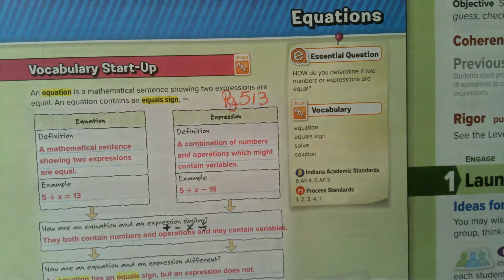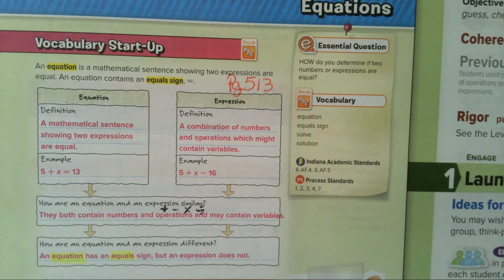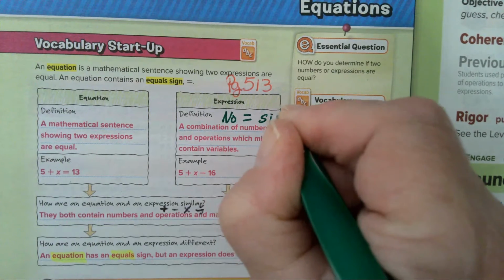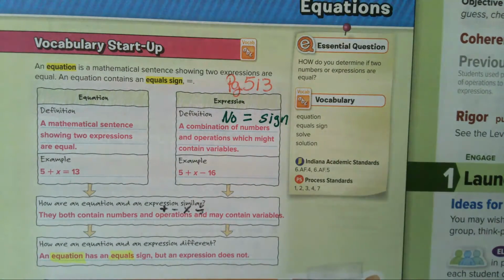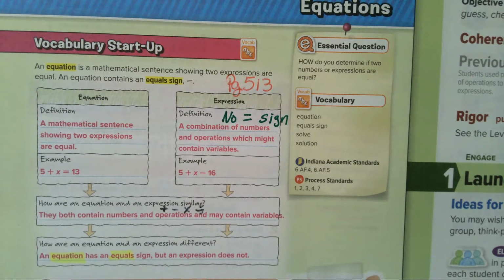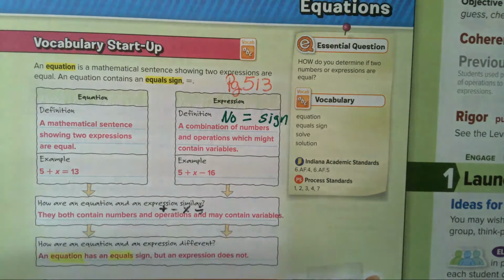All right, so you should be writing down the definition here. It is a combination of numbers and operations which might contain variables. It does not have an equal sign, kids. There's no equal sign in an expression, okay? And here's an example. 5 plus x minus 16. Don't put an equal sign in your example, okay? Does everyone have that written down? I'll wait just a little bit longer, then I'll talk to you about the next one, and I'll write it down.